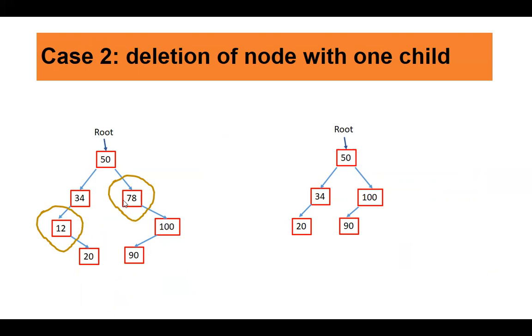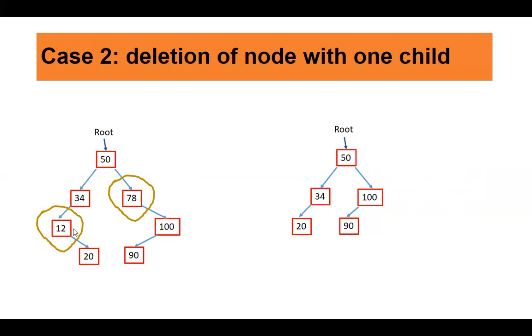So we'll take two cases here. That is deletion of 12 with one child as 20, and deletion of 78 with one child as 100. So let us see after deleting. In case of deletion of a node with one child, whatever child it has will be replacing this node. So 12 will be replaced by 20, and 78 will be replaced by 100, and its subchild will remain as it is, right?